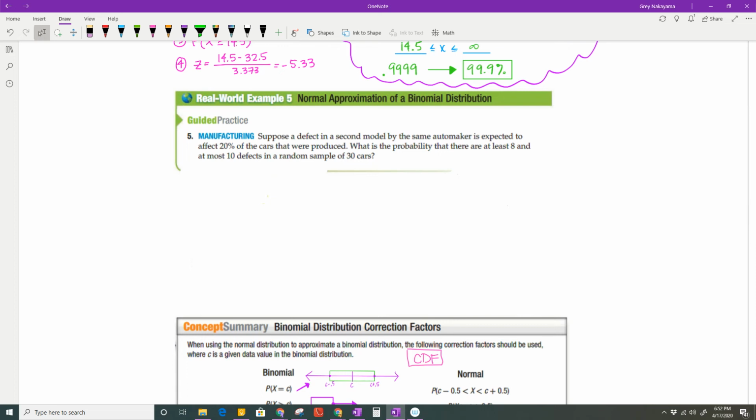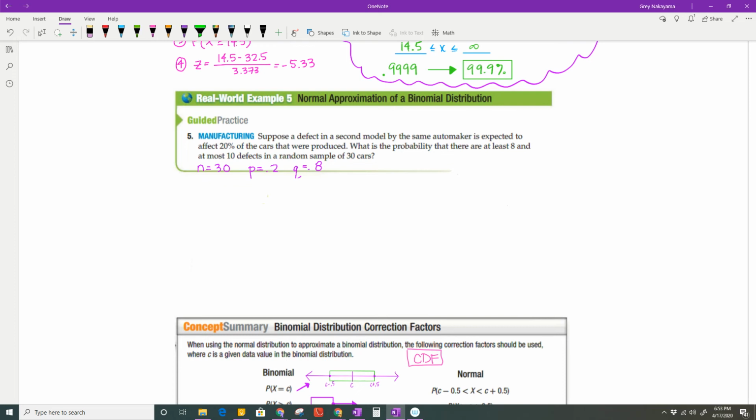Suppose a defect in a second model by the same automaker is expected to affect 20% of the cars that were produced. What is the probability that there are at least 8 and at most 10 defects in a random sample of 30 cars? It's a different problem that I didn't give you, so that's why I have to give you the information. They told us that the sample size was 30. And we still have the probability of success, and we know the probability of failure is 0.8 because 1 minus 0.2 is 0.8.